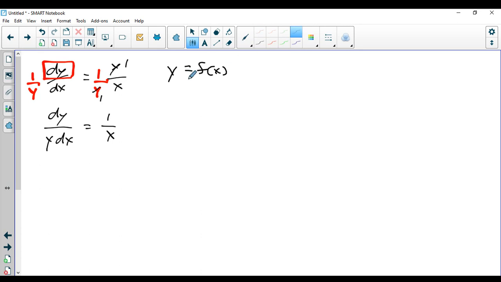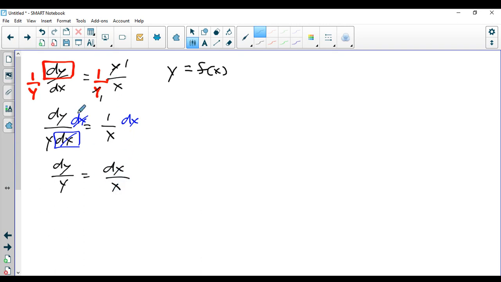So now what about this dx? It's no good down there. So how do I get that up top? I have to multiply both sides by dx. And so they'll cancel here. And then when I rewrite it, I'm going to get dy over y equals dx over x.